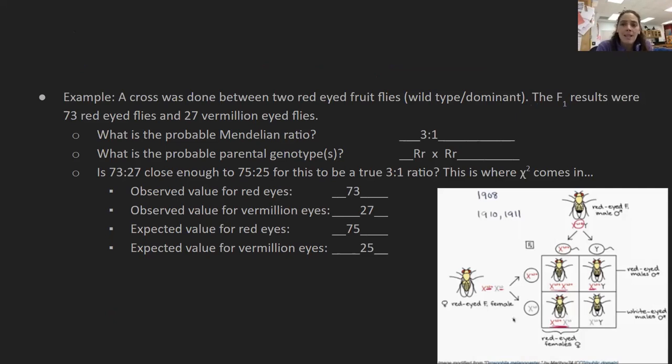Now what we're going to use chi-squared to determine is if 73-to-27 is close enough to what would be a perfect 3-to-1 ratio of 75-to-25, since we're doing this out of 100 possible offspring. And so that's where chi-squared comes in. Is that really a 3-to-1 ratio? And it just looks a little weird because of chance, or is there something else going on?